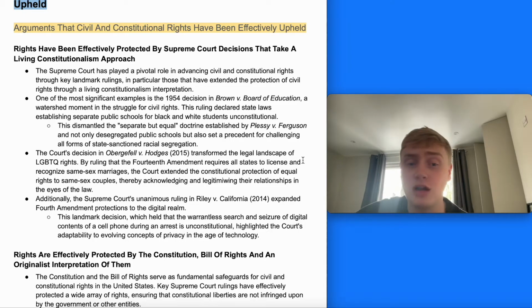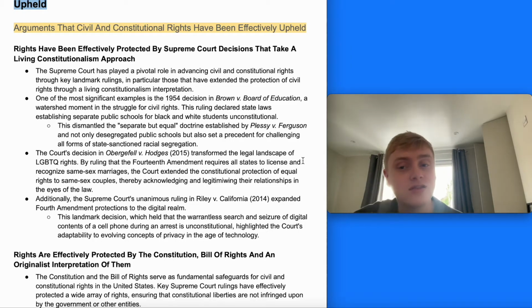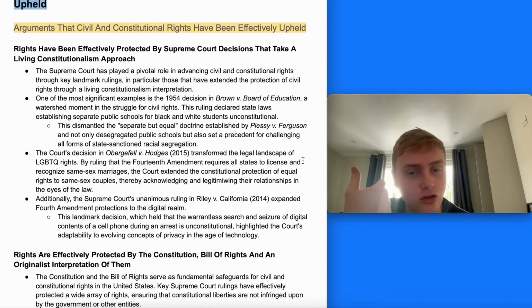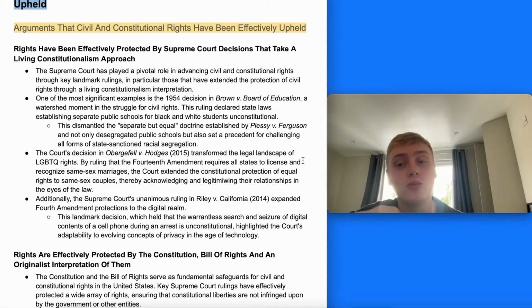It can also be seen in Riley versus California, updating the Constitution to reflect changes in modern technology in order to protect digital privacy in this context, by protecting against the warrantless search of cell phones, given the fact that they might be a physical item, but they have a high amount of personal information on them.